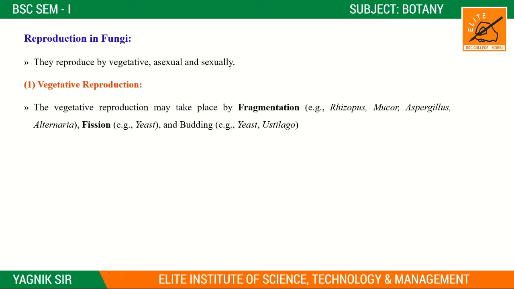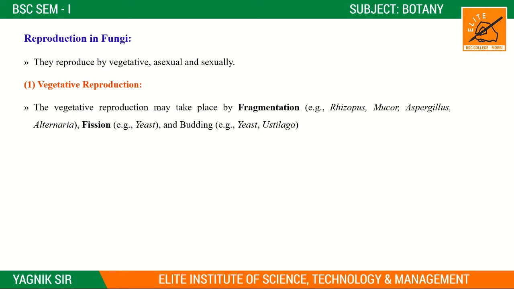Fission means divide. Two cells are divided, right? Fission and fusion, these two terms are opposite words. Fusion means joining, fission means separating. The common example is yeast. What happens in yeast? The two cells separate. This is a vegetative method, right?